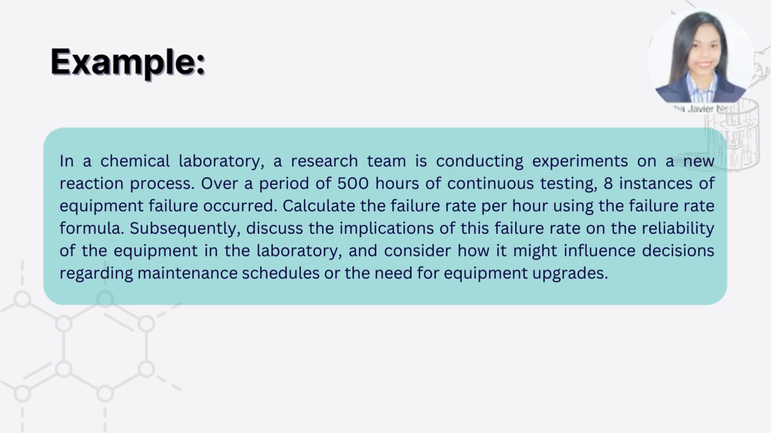Here is an example of a failure rate problem, and I'll read it first. In a chemical laboratory, a research team is conducting experiments on a new reaction process. Over a period of 500 hours of continuous testing, 8 instances of equipment failure occurred. Calculate the failure rate per hour using the failure rate formula. Subsequently, discuss the implications of this failure rate on the reliability of the equipment in the laboratory, and consider how it might influence decisions regarding maintenance schedules or the need for equipment upgrades.